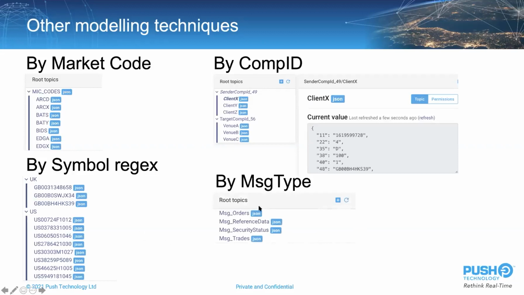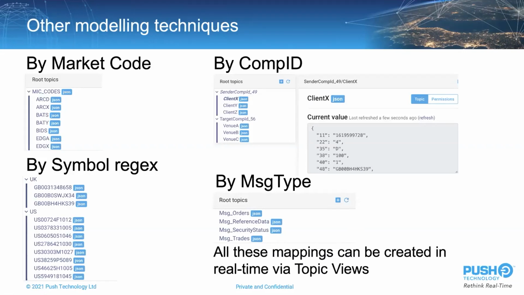Or we could also do it by message type. We could, for example, just send down the orders, just send down the reference data, or even the security status messages for those algorithms that need to know what the state of the market is, or just maybe the trades. Again, just for our middle office systems, maybe they're only interested in the trades. Crucially, however, all of these can be done in real time via topic views and programmatically as well. They can be modified on the fly as needed.